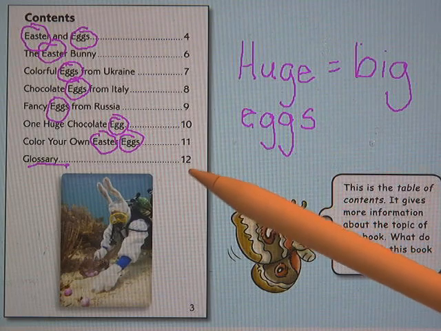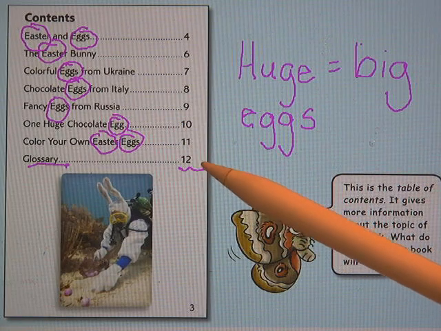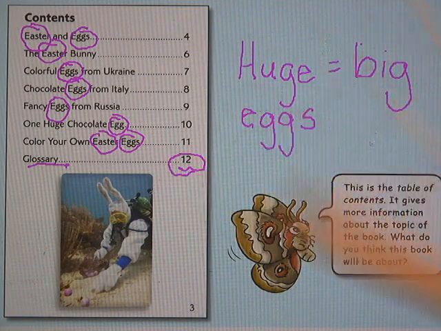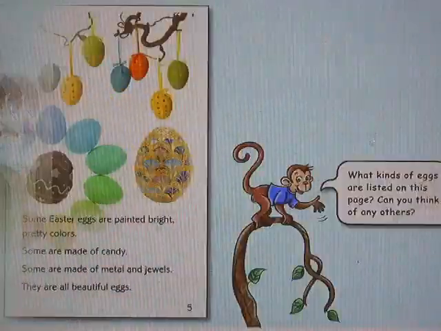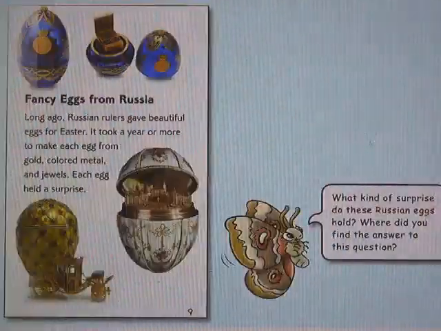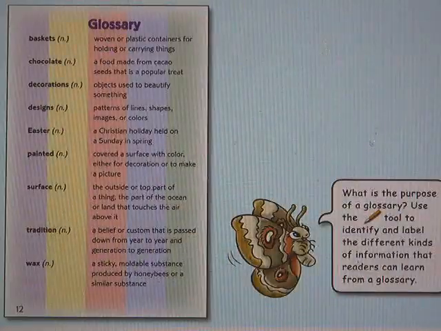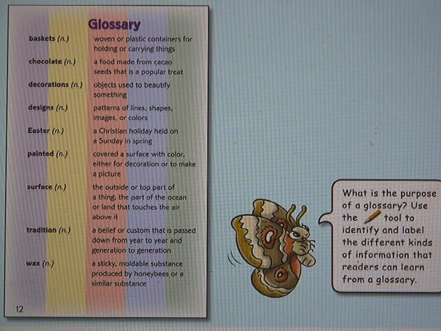So I always like to go to the glossary on page 12 before I even begin reading this book, so that I have a better idea as to what this book may be about. So I'm going to go clear to the back, because we know glossaries are located in the back of the book. Wow, look at this glossary. Again, it's colorful. And when something is colorful, we know it's full of what? That's right, it's full of color.